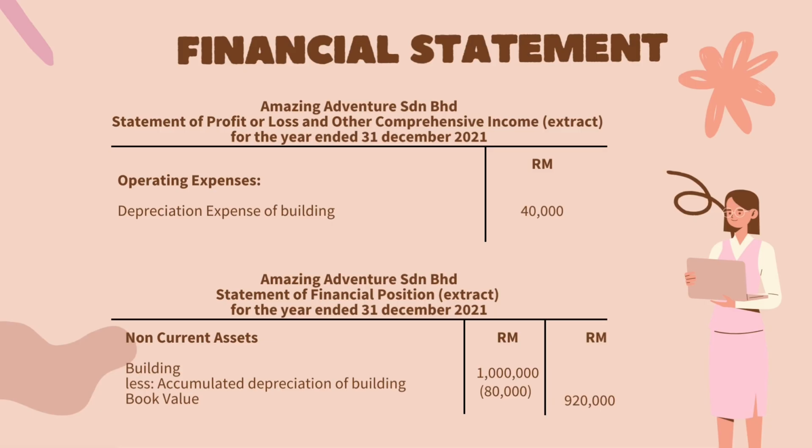Now, let's see the presentation in the financial statements for the cost model. In the statement of profit or loss and other comprehensive income, MFRS 116 requires that depreciation expense should be recognized as an operating expense, and therefore the depreciation expense of the building for the year ended 31st December 2021, which is 40,000 ringgit, will be recorded as an operating expense. While in the statement of financial position, the building should be measured at the cost of the building less the accumulated depreciation, and we will get the book value, which is 920,000 ringgit.